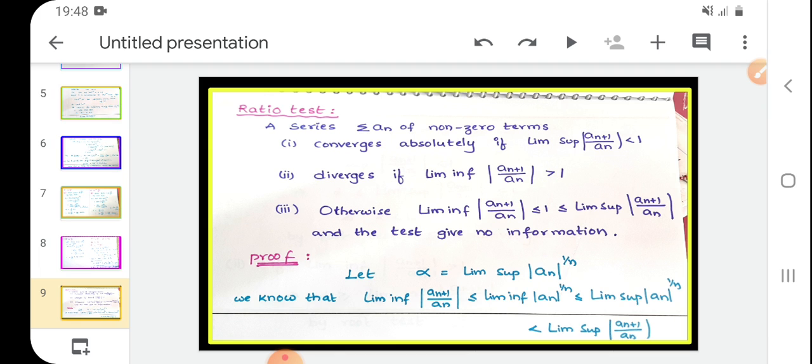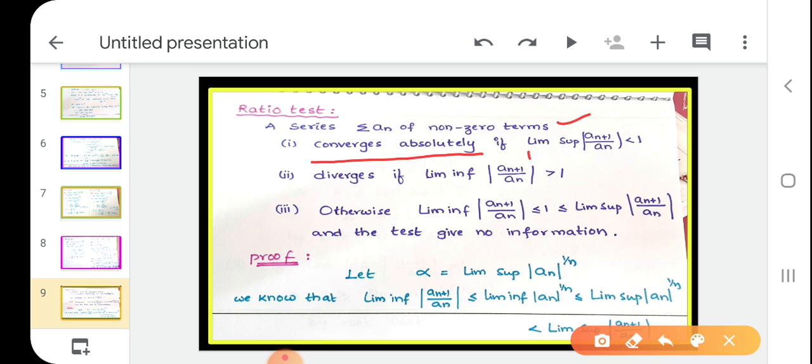The root test proof is also most important. These two tests are most important: the first one is the root test and the second one is the ratio test. These are the two most important tests. See, the ratio test: a series summation an of non-zero terms converges absolutely if the limit supremum of a(n+1) by an is less than 1.